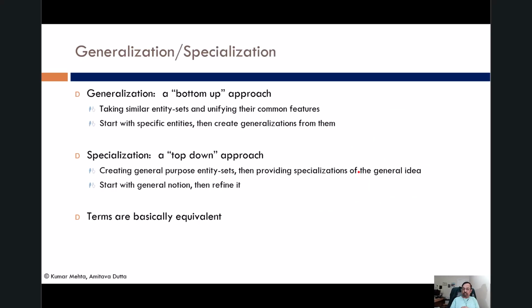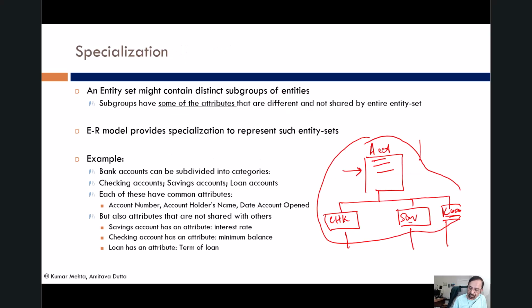The flip side of specialization, the other side of the same coin, the other way of looking at the same thing, is from the bottom up. With specialization, as you saw in the discussion we just had, we started from account and said an account has different types of subgroups. These subgroups share certain characteristics that are above here, but there are certain attributes that are not common across the subgroups.